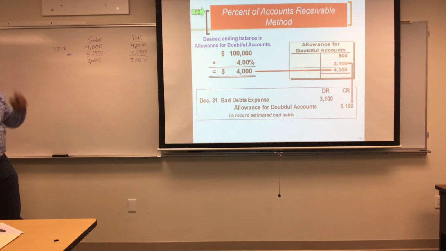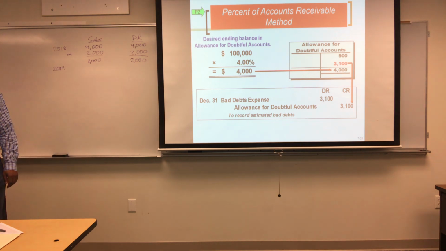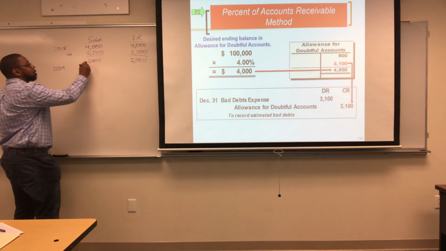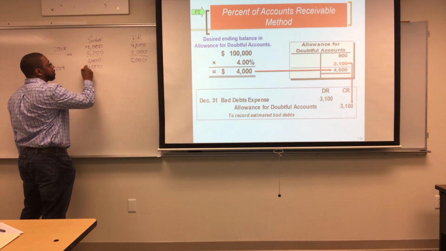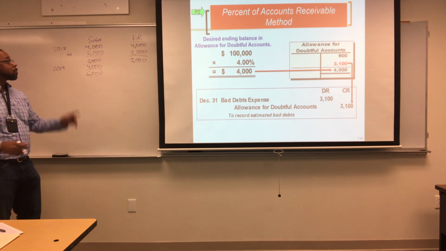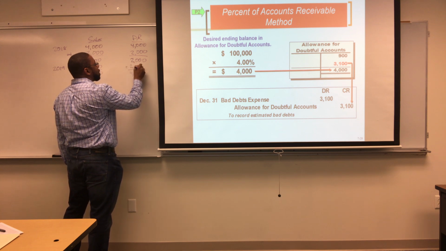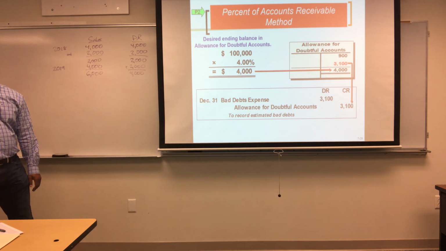So the next year, 2019, right? We want to reconstitute the allowance for doubtful accounts. We're going to do $4,000 again. For sales, they're just going to set aside another $4,000, and they'll have $6,000 in the account. But for accounts receivable, they want their ending balance to be $4,000. So they're only going to add $2,000 to the account. Everyone see that? To get $4,000.